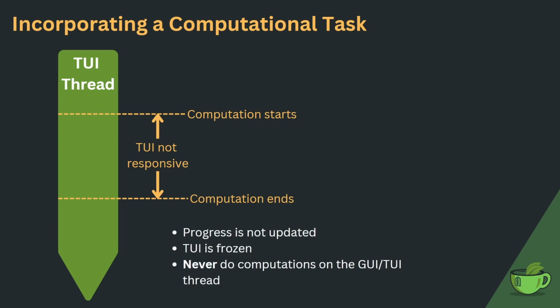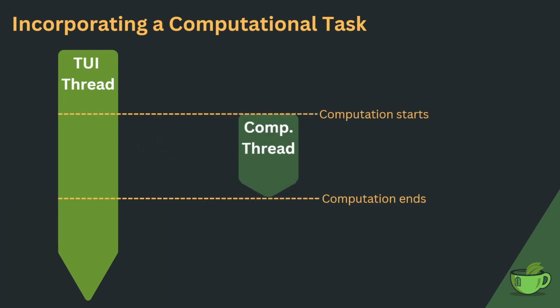A frozen interface leads to a poor user experience, and as a rule of thumb, you should never perform heavy computations on the GUI or TUI thread. To solve this, we'll offload the computation to a separate thread. This thread will handle the task and communicate its progress back to the main application using a channel.